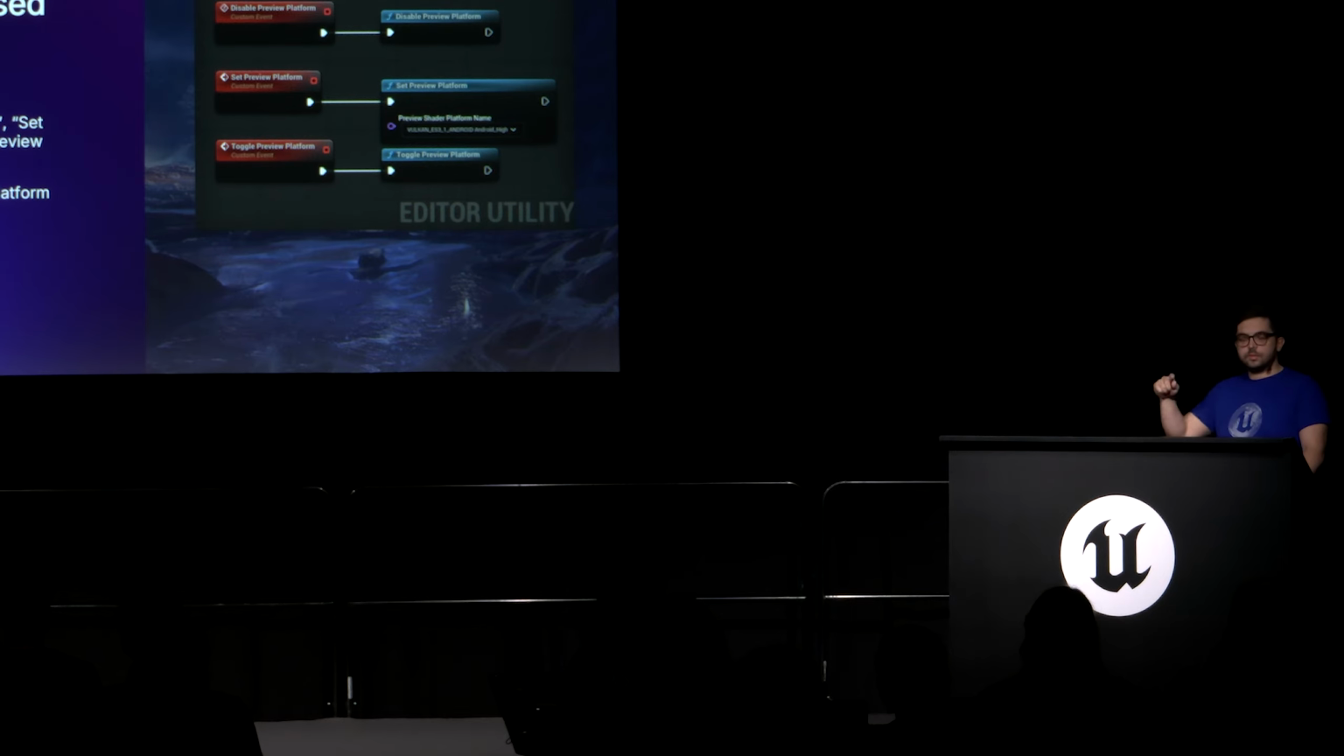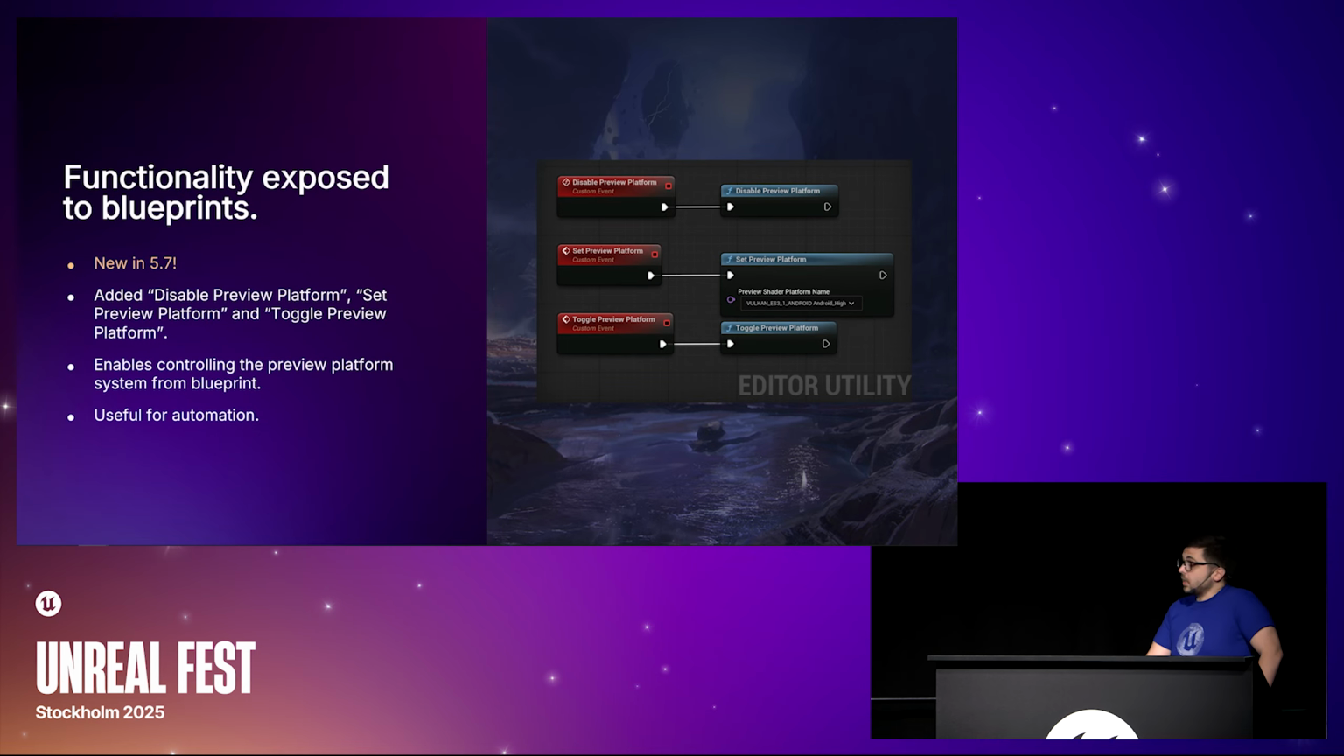You can set it up for automation. If you want a different capture or different setup, you can just make this blueprint and run it, and we'll go through different preview platforms, and it should just work. So again, this is useful if you have any kind of automation that might benefit from sanity checking, for example, a certain feature on a preview platform. This can be used.